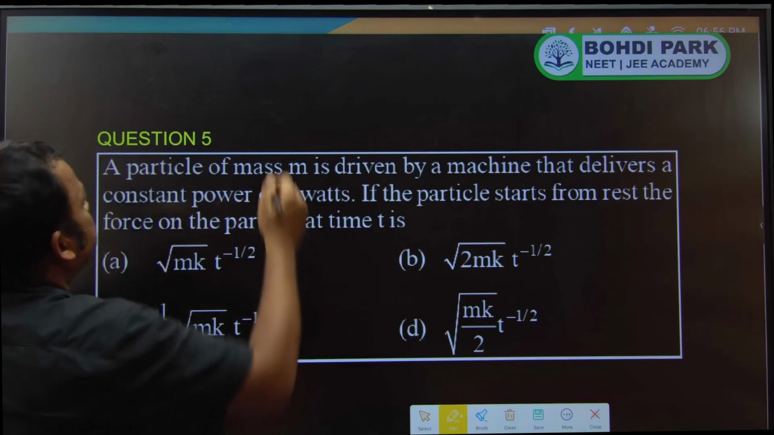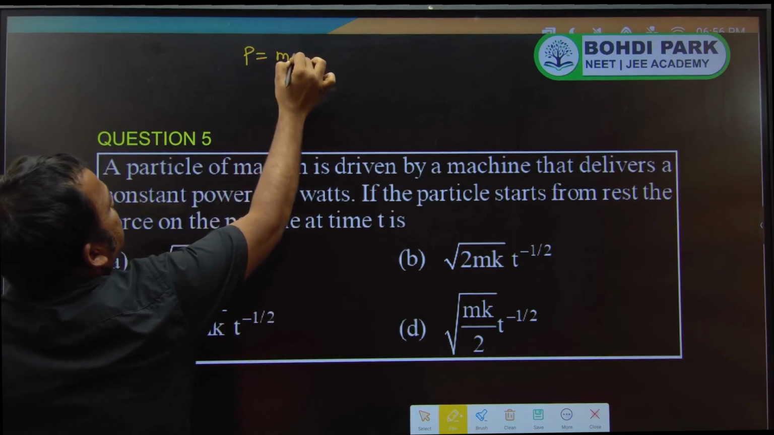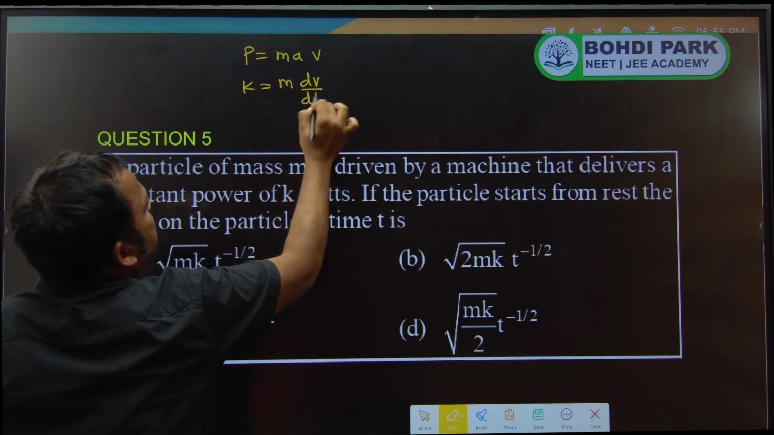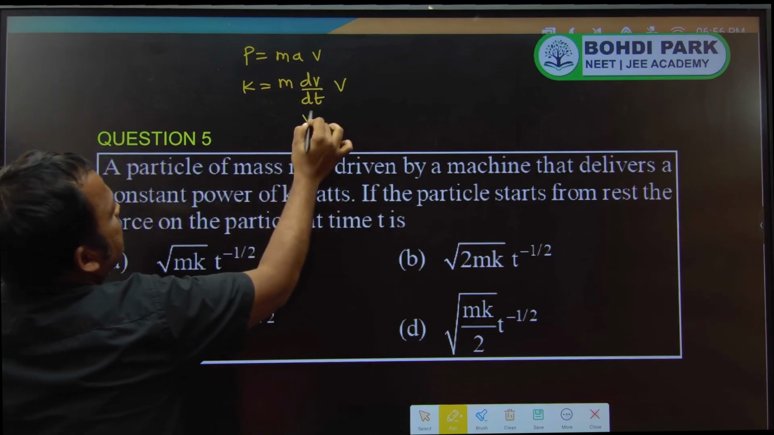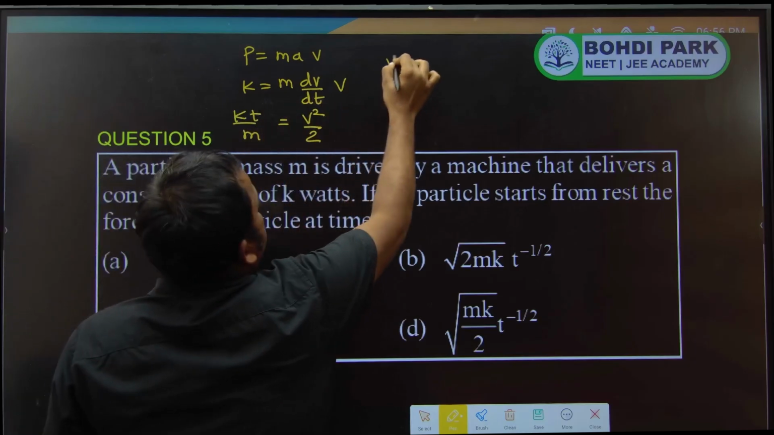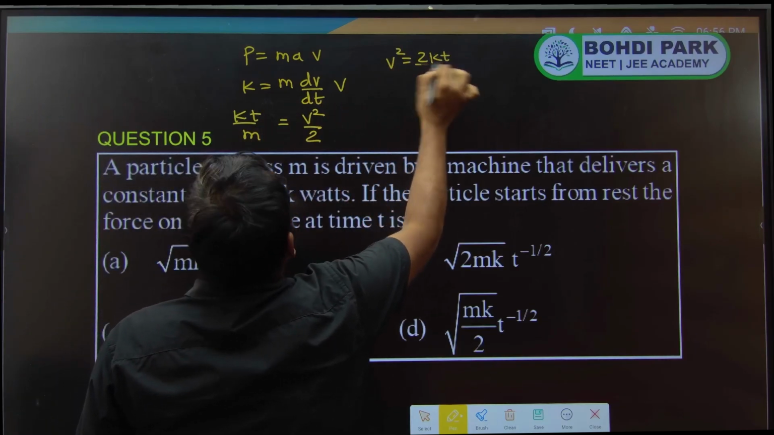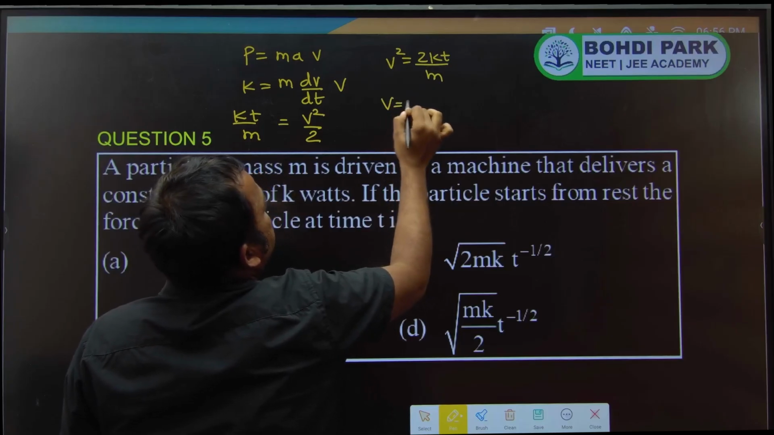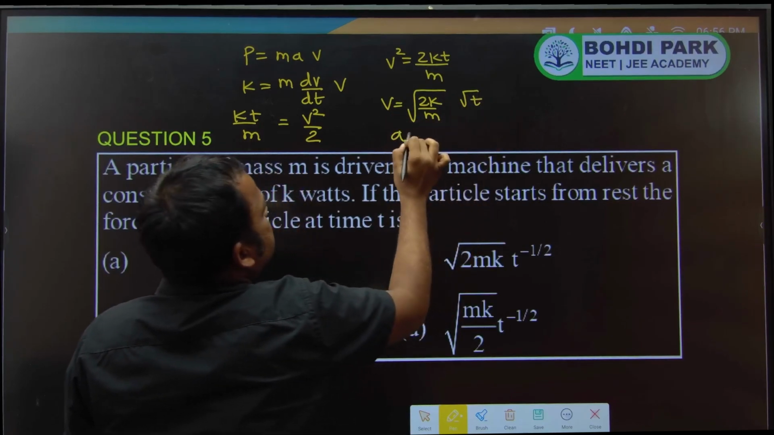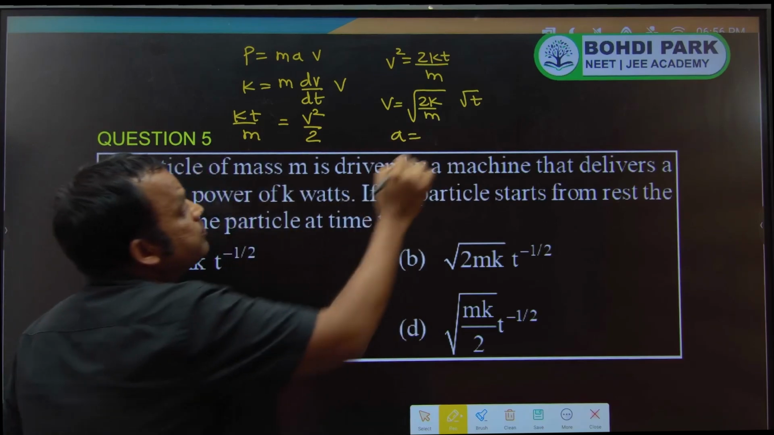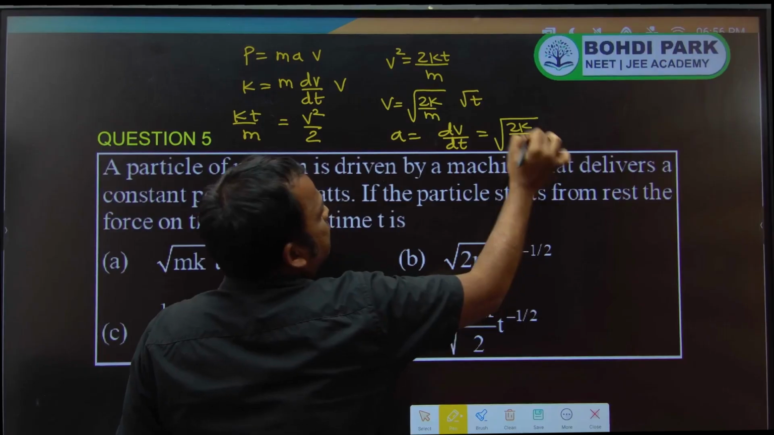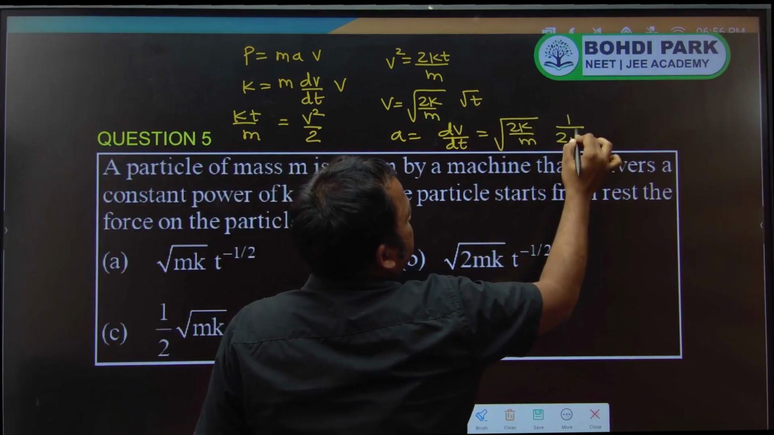Okay, so question number 5. So P is equal to ma into V. So K is equal to m dV by dt into V. So V square by 2 is equal to KT by M. So V square is equal to 2KT by M. Now V is equal to square root 2K by M into root T. So acceleration is equal to dV by dt. So dV by dt, differentiate this square root of 2k by m. Now square root of t, it will be 1 by 2 root t.